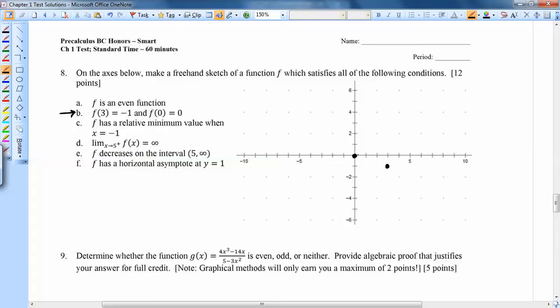It has to have a horizontal asymptote at y equals 1. So let me draw that in now so I don't forget about it later. Right? So whatever my graph does, I'm not sure what it's going to do yet. It's going to have to do something like that, or maybe over here, or maybe both. Right? So let's just keep that in mind.